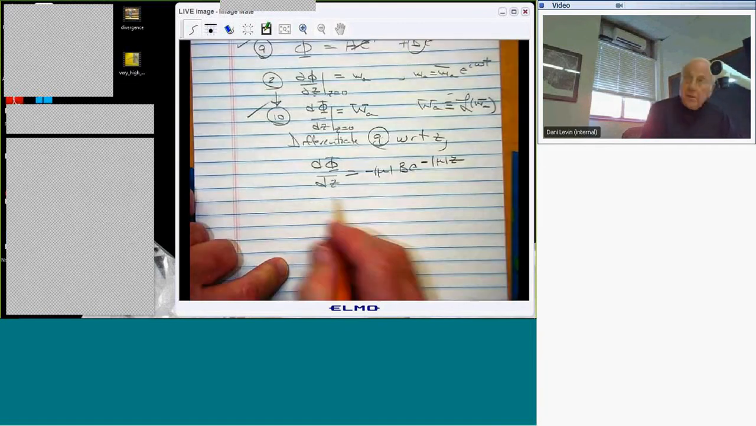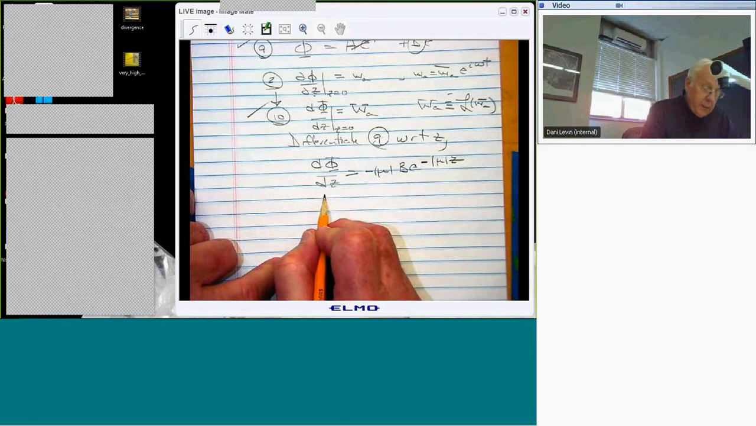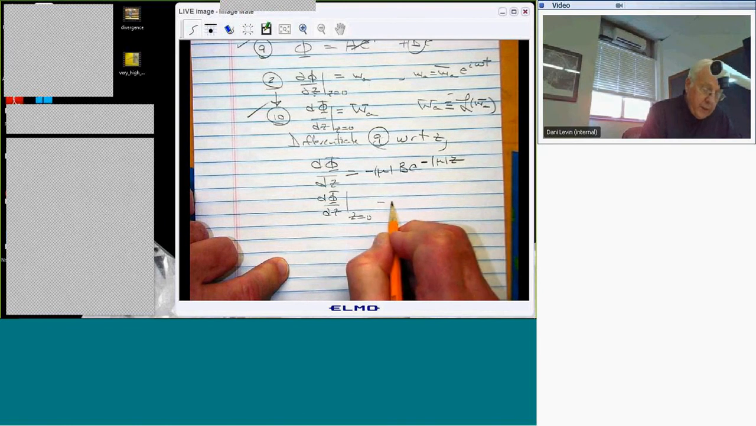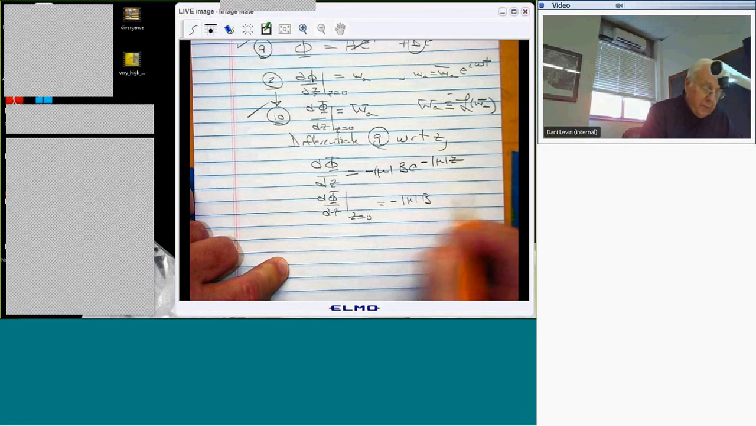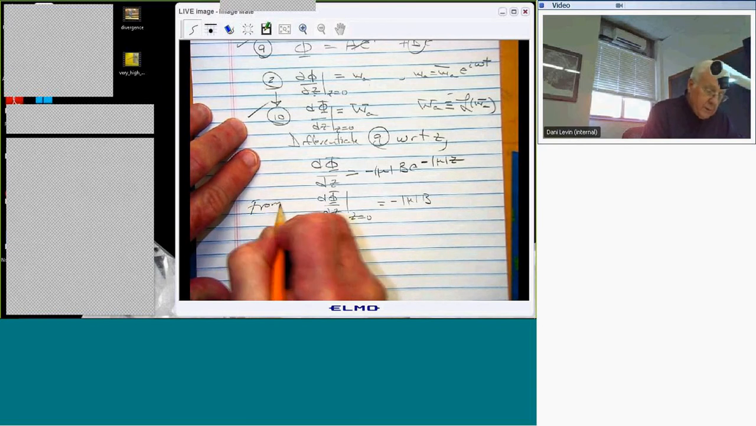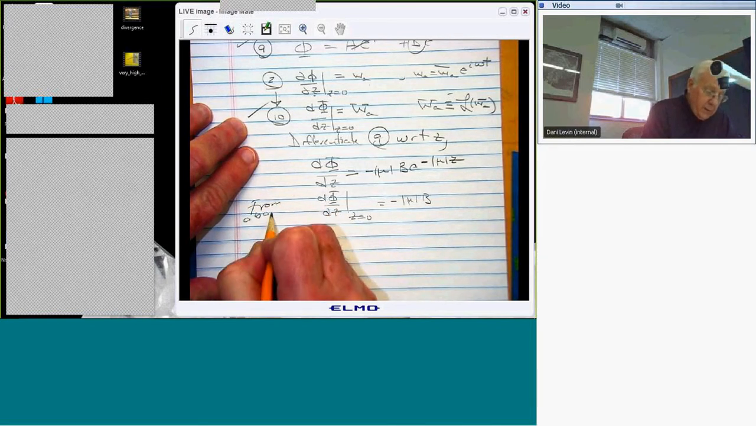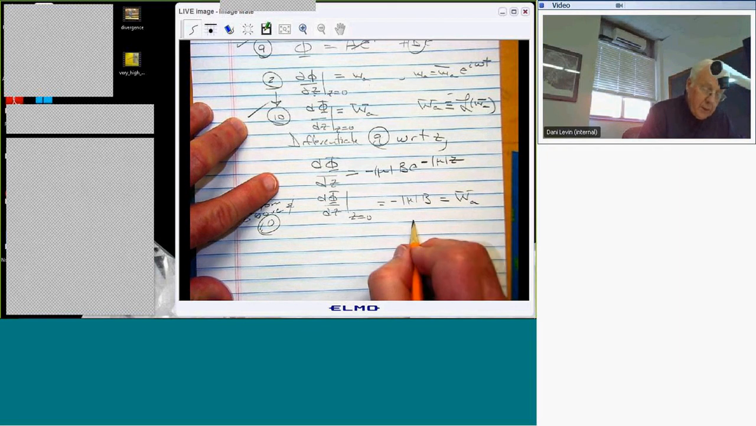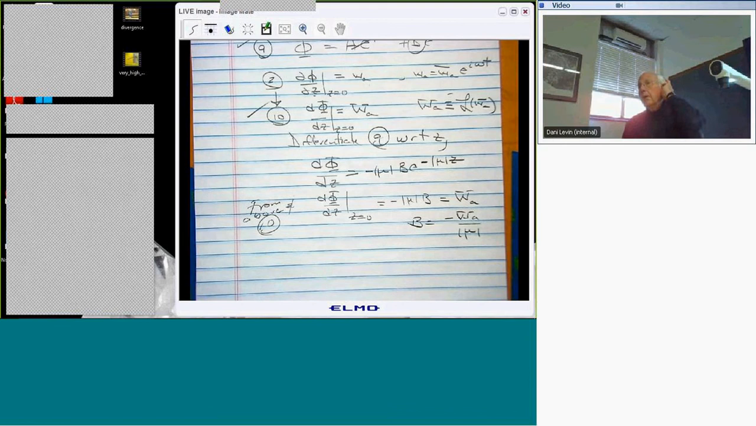All right, so I'm going to set z equals 0. So d phi dz at z equals 0 is just minus the absolute value of mu times B. But from the boundary condition from above, and also using 10, this must be equal to capital W. Now using higher mathematics, B is minus capital W over mu, or absolute value of mu. Okay?